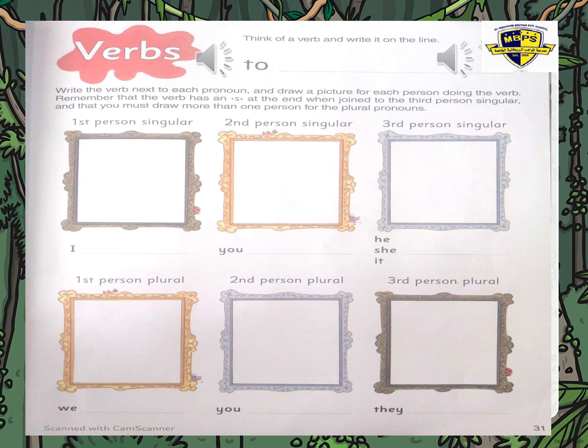At the top it says verbs, right? Think of a verb and write it on the line, okay? Now listen carefully. When you choose your verb, any verb you want, you're going to use the same verb and put it next to the pronouns which you have. I'll give an example. You can listen to me, or get your book and follow what I'm saying and I'll explain to you. Then you can do your own verb, okay?